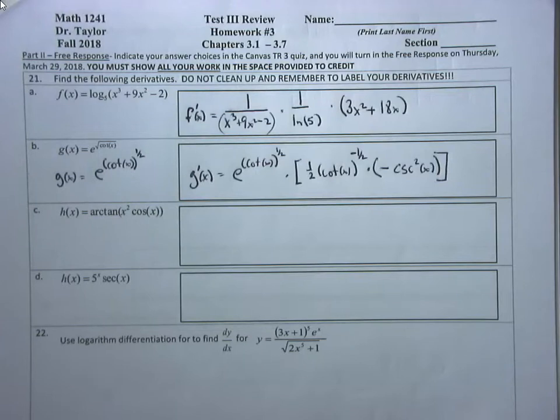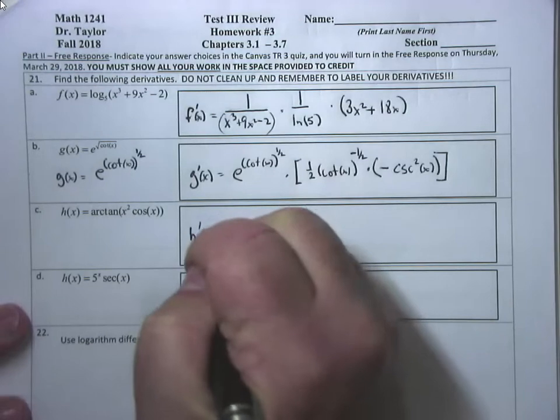Things we have memorized. The derivative of the arctangent or tangent inverse of x is 1 over 1 plus x squared. But if you got something other than x, you got to use the chain rule version of it. So derivative of arctangent of a function is 1 over 1 plus the function squared times the derivative of the inside. So the derivative would be h prime of x.